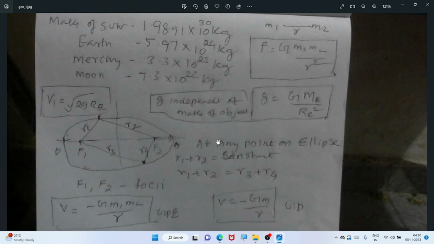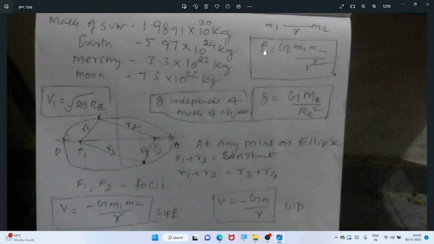Now, there is a gravitational force between two masses, let us say m1 and m2. The force between these two masses is F equal to G m1 m2 by r square, where r is the distance between the two masses, and G is the gravitational constant. The masses of the sun and the planets are given here. The sun has the highest mass, 10 power 30 range, earth 10 power 24 range, mercury 10 power 23, moon 10 power 23 range.